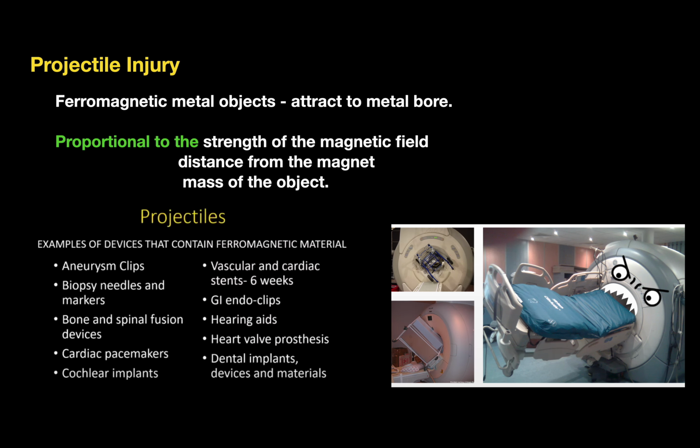Now let's talk about projectile injury. We know that ferromagnetic metal objects are attracted toward the metallic bore. It depends on the strength of the magnetic field, distance from the magnet, and mass of the object. Projectiles can be aneurysmal clips, biopsy needles and markers, bone and spinal fusion devices, cardiac pacemakers, cochlear implants, vascular and cardiac stents if implanted within 6 weeks, GI endoclips, hearing aids, heart valve prostheses, dental implants. These can be projectiles. So that's why we should always screen the patient before an MRI study.